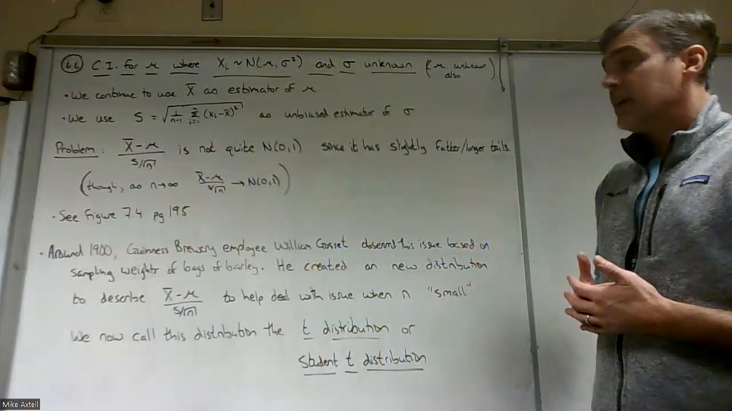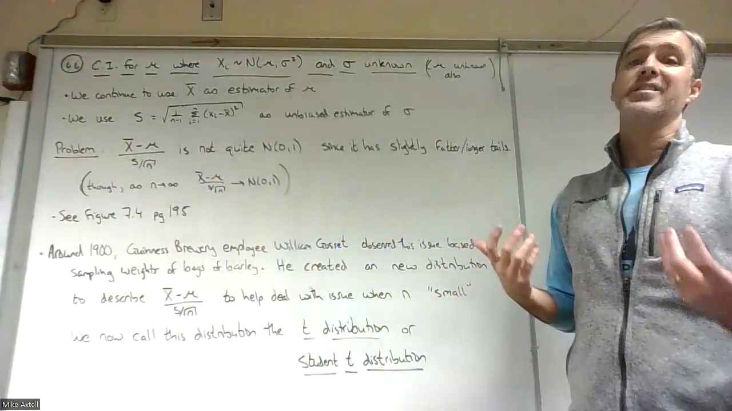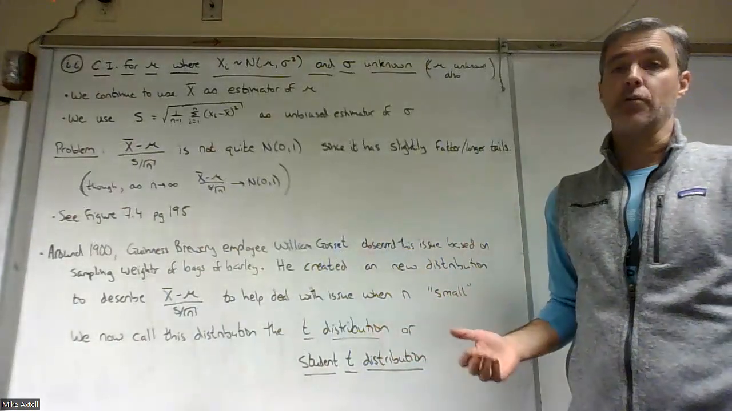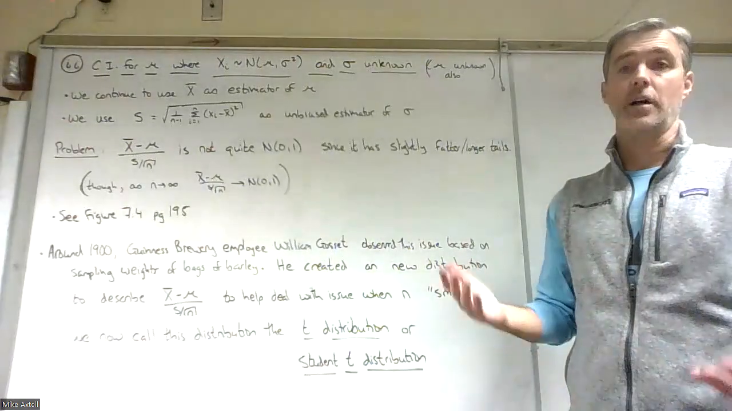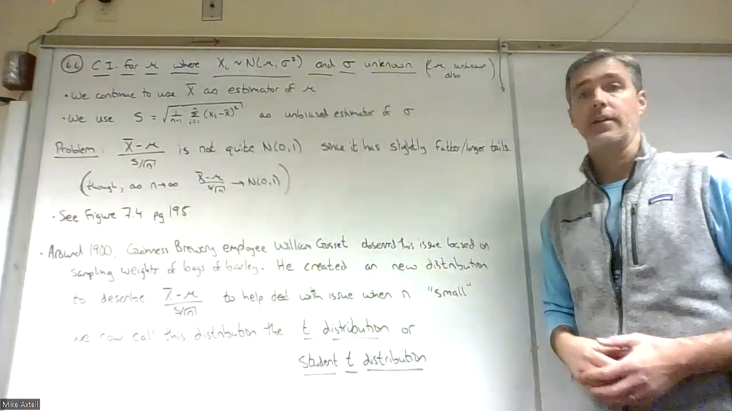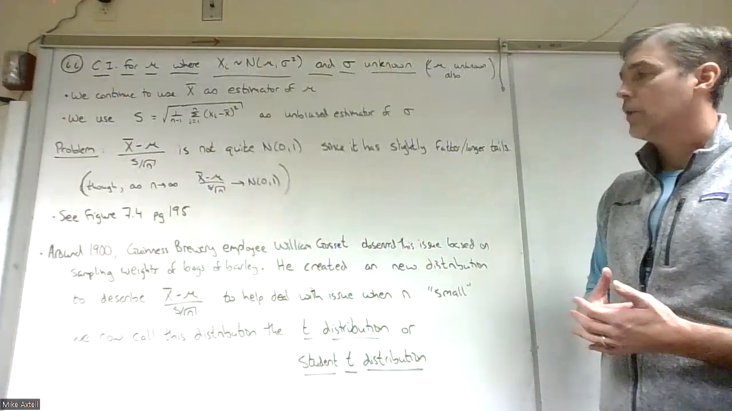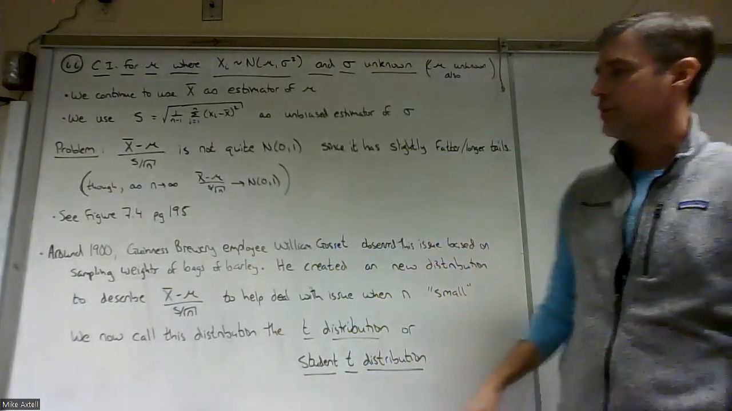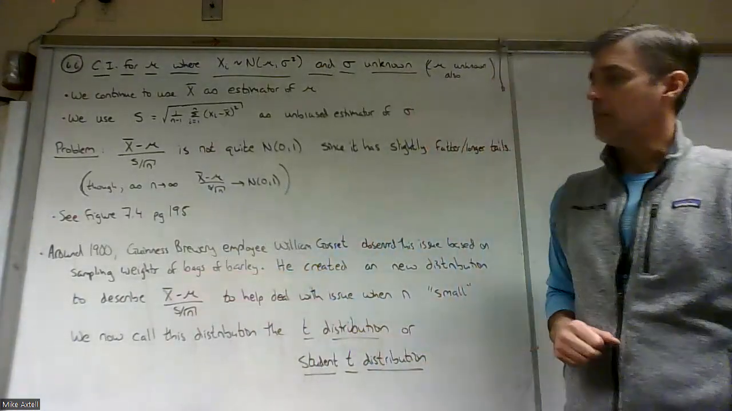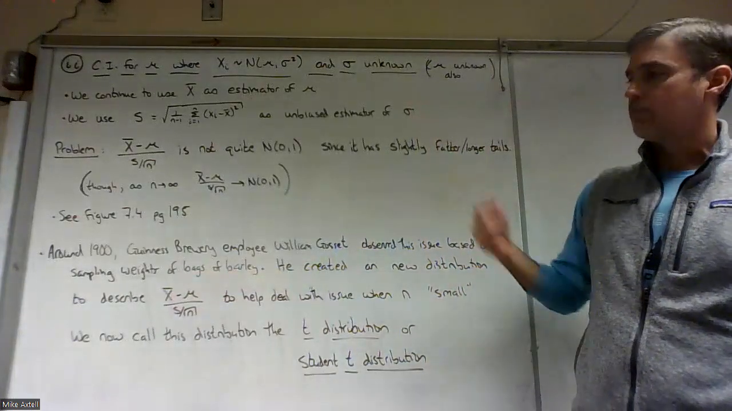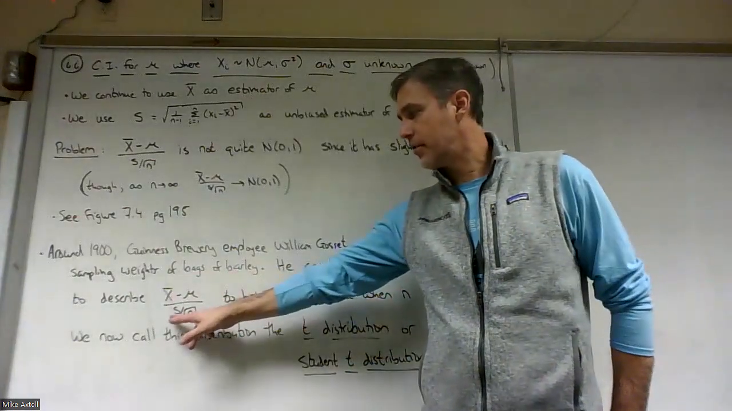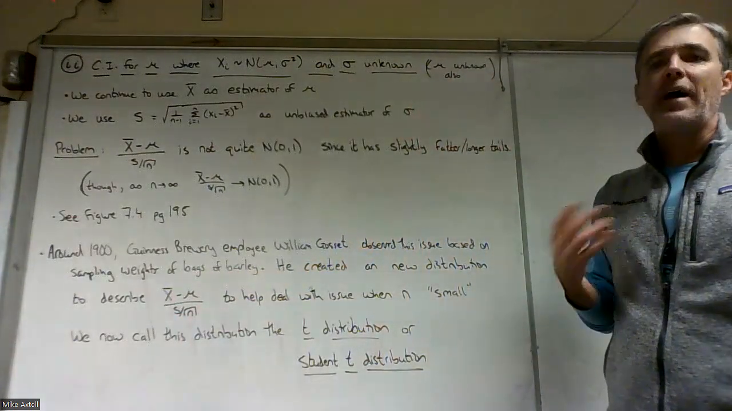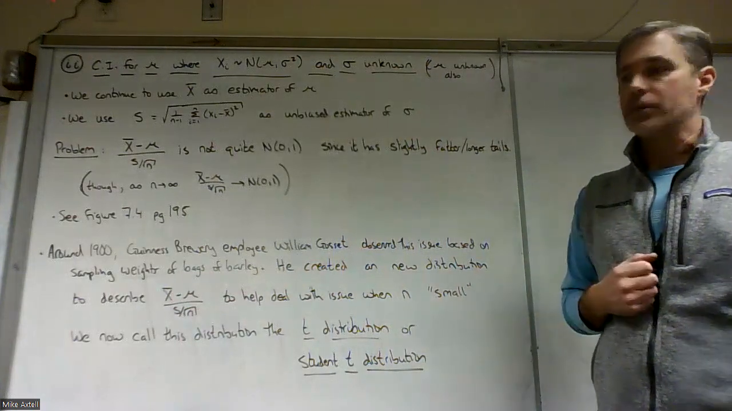Now the problem is his N, the number of bags he's sampling, isn't too huge. He doesn't want to sample 5,000 bags, or in other words, all the bags in the brewery. That would be weighing each and every bag, which would take a long time and slow down the intake of barley they need to brew. So what he did with his small values of N is he gathered a bunch of data, and then he created a new distribution to describe this quantity, X bar minus the true population mean, all over the standard error divided by root n. And it was a better match than N(0,1), so it provided better results.